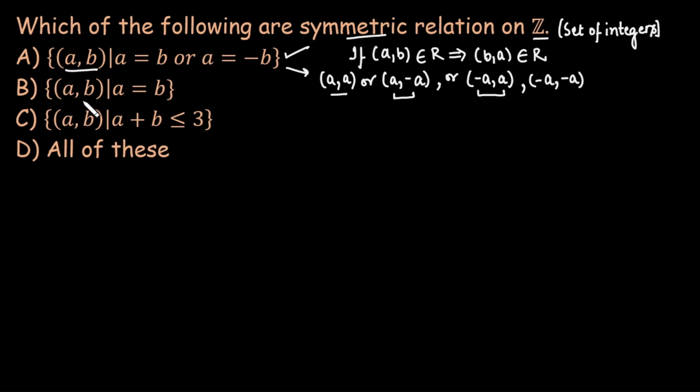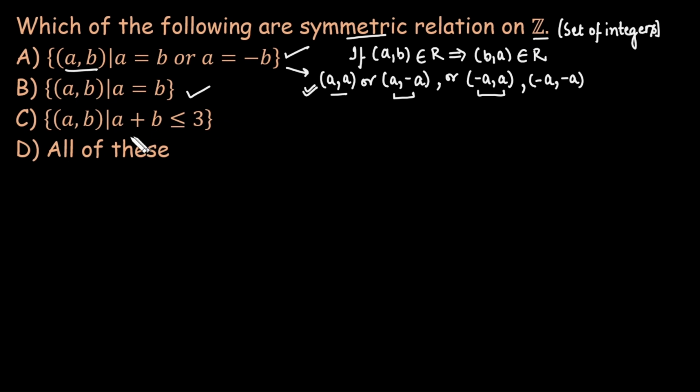The second option is we need to take the ordered pairs where the elements are the same, meaning only this type of ordered pair we have. So clearly this is a symmetric relation. Why? Because its reverse ordered pair is as it is. So we can say that B is also a correct option.